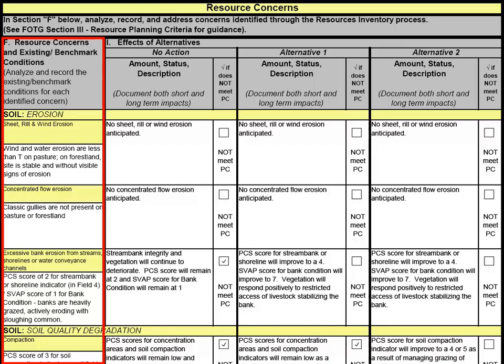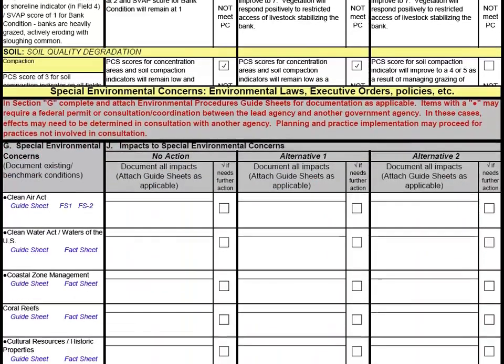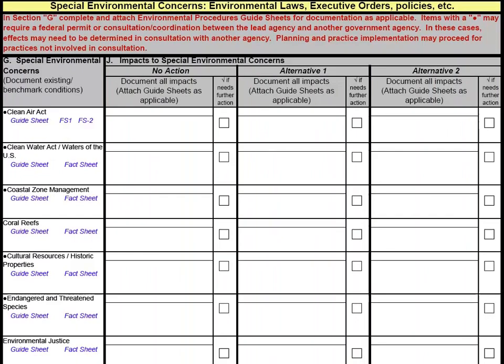The benchmark condition for each resource concern that planning criteria says must be addressed was documented in Section F, along with other resource concerns Mr. Farmer talked about. Documentation reflected the assessment tools used in the planning process to identify benchmark conditions for each resource considered. In Section G, Special Environmental Concerns, benchmark conditions were also documented for each special environmental concern.